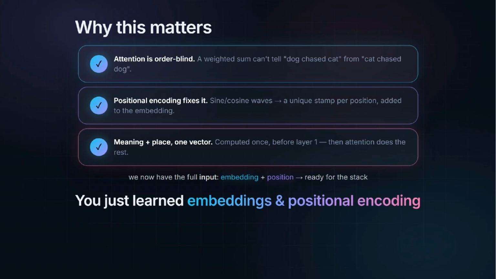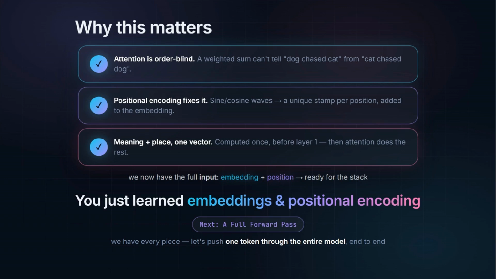You just learned embeddings and positional encoding, which means, and this is exciting, we finally have every single piece. Next up, a full forward pass. We'll take one token and push it through the entire model, end to end, using everything from videos 1 through 5. This is video 5 of 7. Drop your own same words, opposite meaning sentence in the comments, and I'll see you in the next one. A full forward pass where it all comes together.